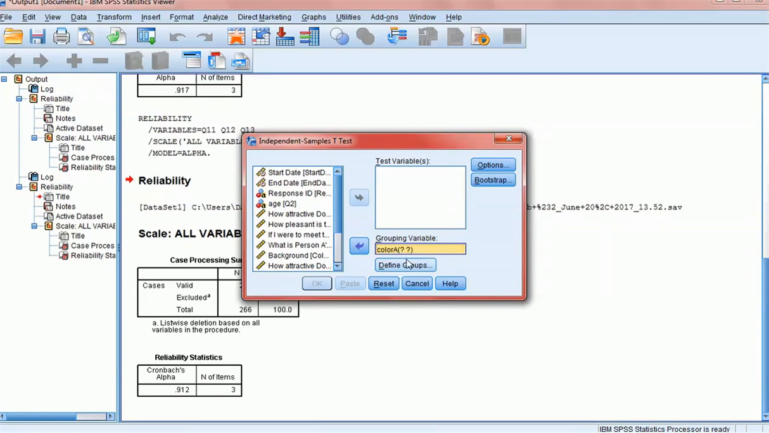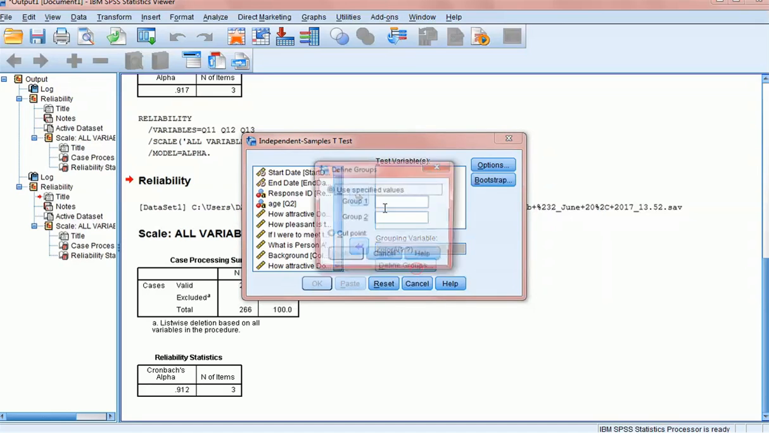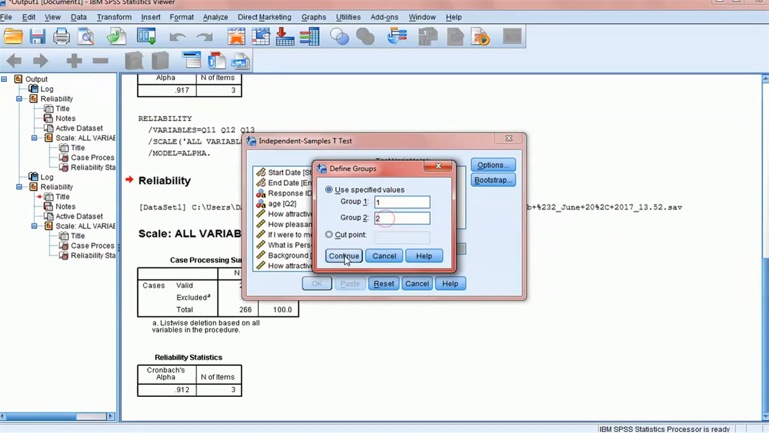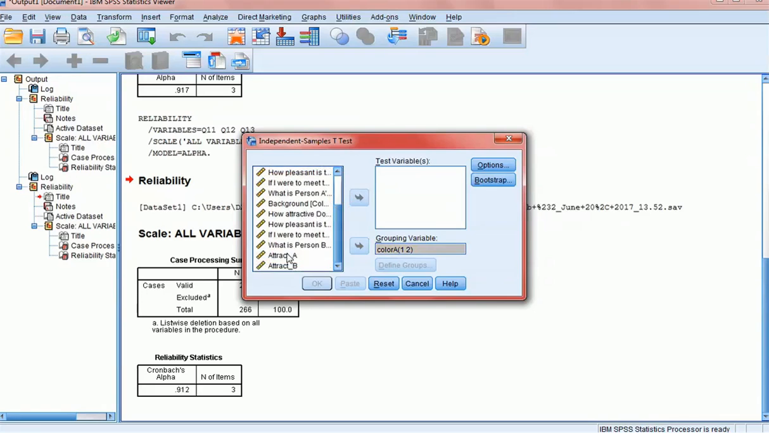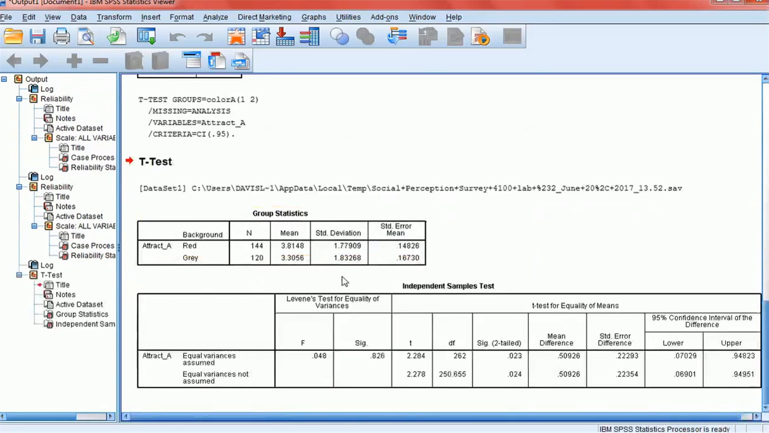So I move that color for person A, and I'm going to define the groups as 1 and 2 for red and gray. And then I'm going to look at the attractiveness rating here. Now notice, within these groupings, red and gray, some of the women saw the black guy in front of the red background, some of them saw the white guy in front of the red background. So when we're doing this analysis, we're controlling for the ethnicity of the participant. Because half of the people in the red background saw the black guy, and half of the people in the gray background saw the black guy. Right, so we're controlling for ethnicity. So click OK.